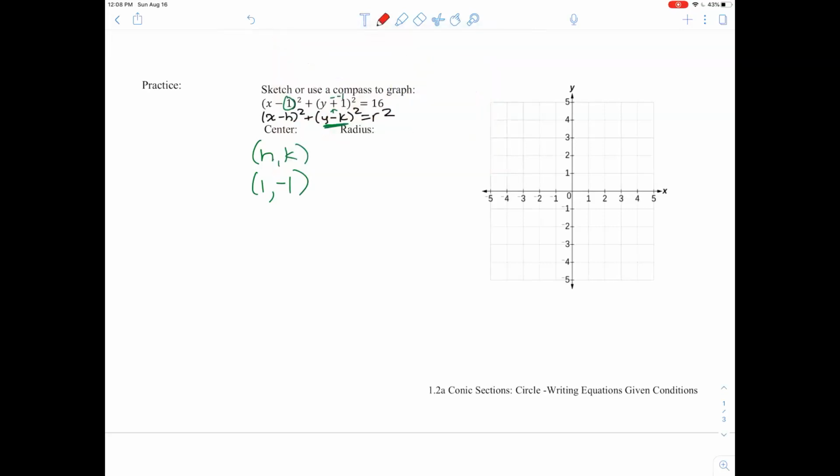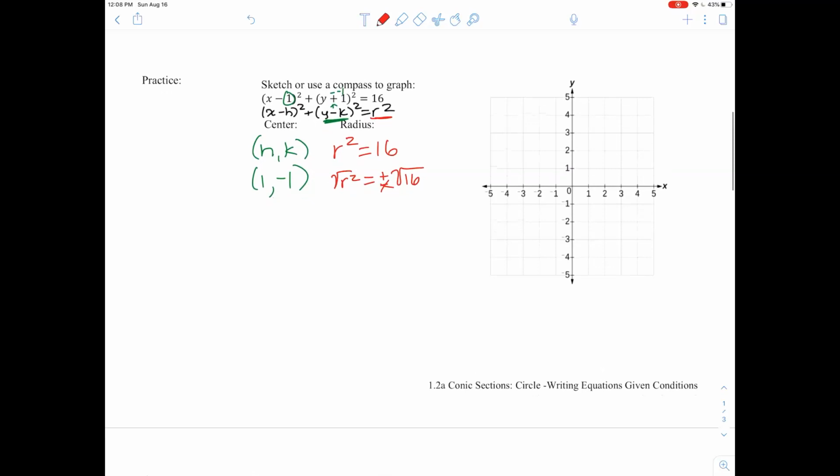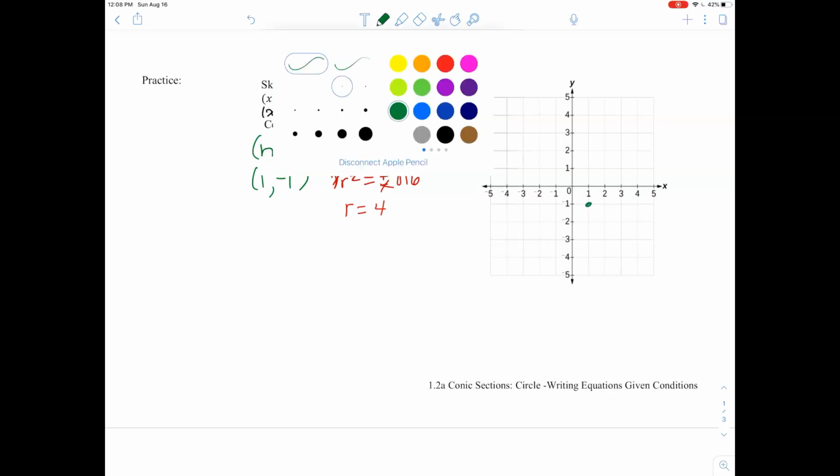And here's what we know here. Your radius squared equals 16. Well, we're not looking for radius squared, we're looking for radius. So we're going to have to square root radius squared, plus or minus the square root of 16, but we can eliminate negative square root of 16 because distance can't be negative. Square roots cancel out squares. Radius equals the square root of 16, which is 4. And so that means I have a center at (1, -1) and a radius of 4.